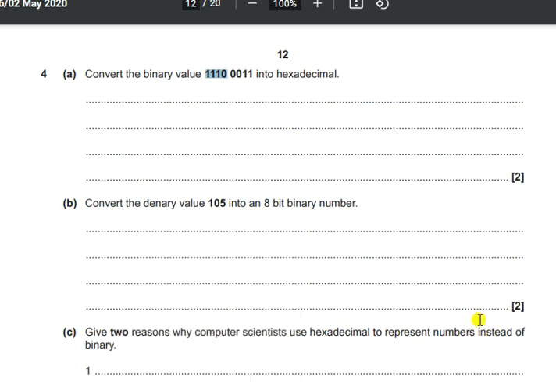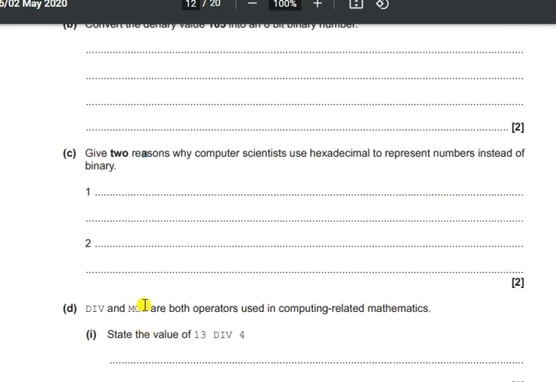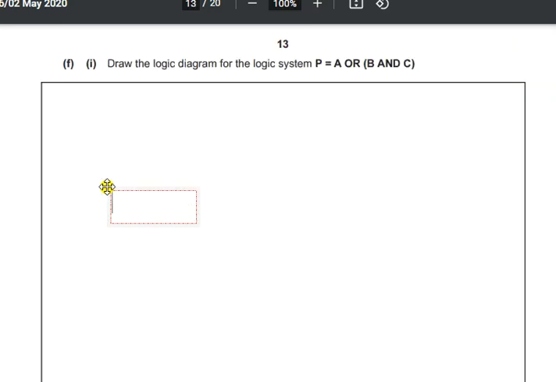Then the next part of the question asks why computer scientists make use of hexadecimal to represent a number instead of binary. One reason is that it is shorter and easier to use.